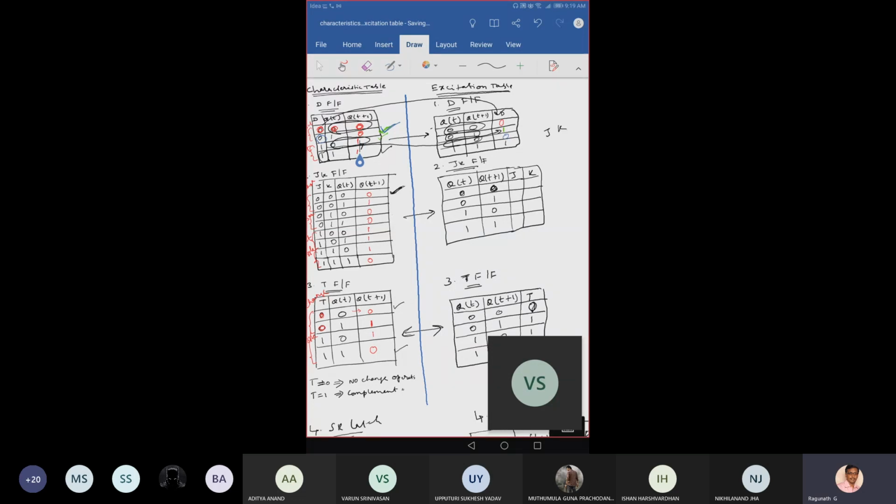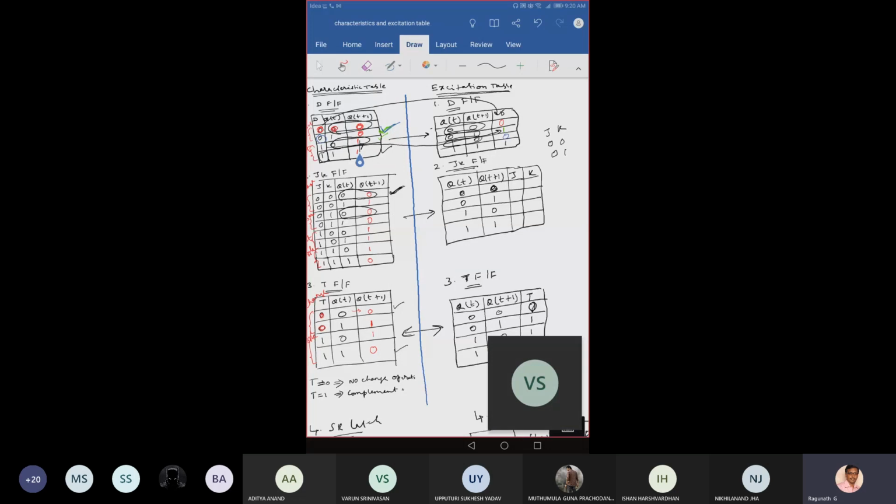Is it visible to you? I'm showing a tick mark. What is the J value? 0, 0. Or else I'll circle it, then you can easily understand. This is the first combination, this is the first place. So the corresponding J and K values are 0, 0. And the second place here, yes. Let me complete. No, only 2 combinations, 4 combinations.